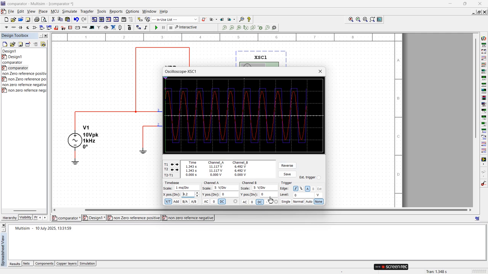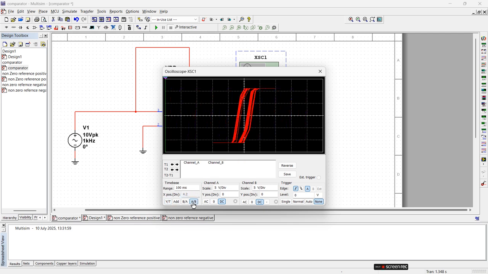And how to see the hysteresis curve? Just click on A bar B. So this is the zero crossing hysteresis curve. This way, we can now also verify the zero crossing inverting circuit.